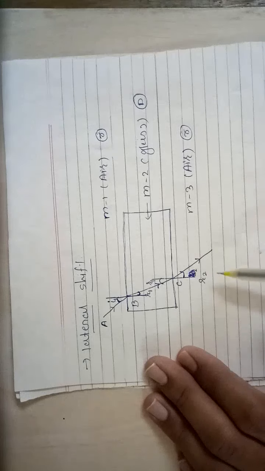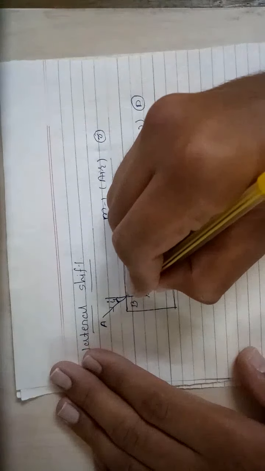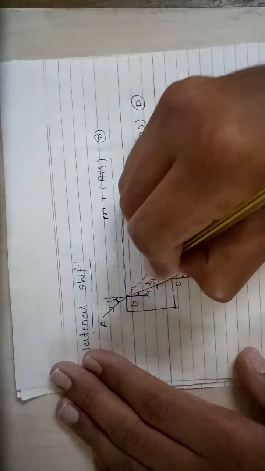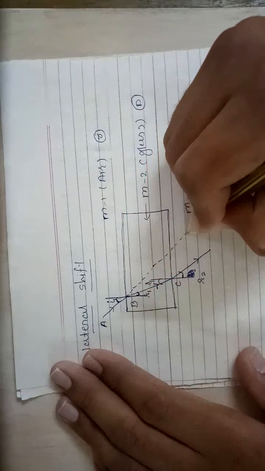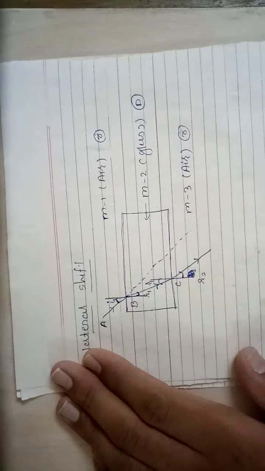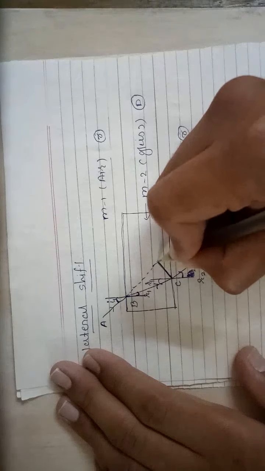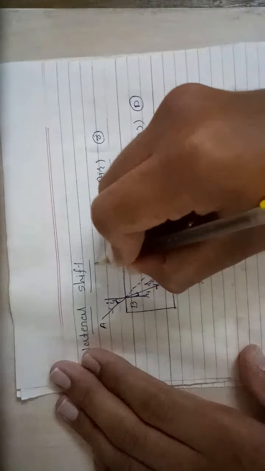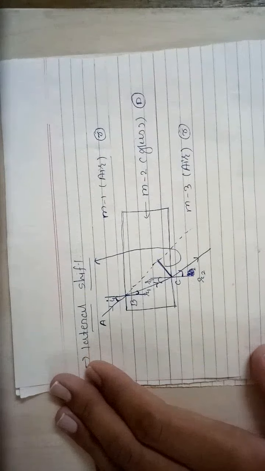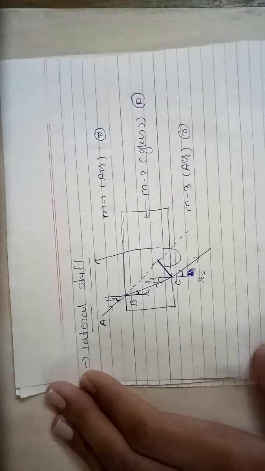Now if there is no slab, then the ray passes like this. But due to the slab, the ray experiences some displacement. This displacement is known as lateral shift. So due to the slab, a ray experiences a displacement, and this displacement is known as lateral shift.